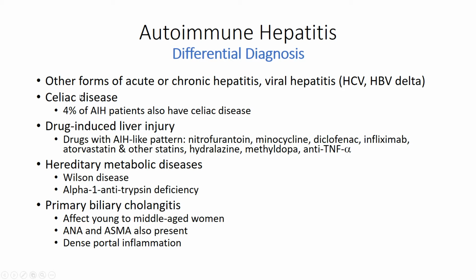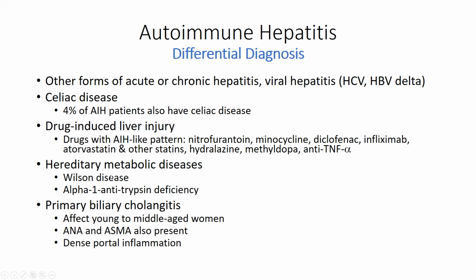Celiac disease, so one should note that 4% of autoimmune hepatitis may also have celiac disease. I mentioned drug-induced liver injury. More and more we're seeing a drug-induced autoimmune hepatitis. So these are the following drugs, not exclusive, but these are the more common drugs that can cause autoimmune hepatitis-like liver disease. Minocycline, very common among young women. Diclofenac, infliximab, statins, hydralazine, methyldopa, and anti-TNF alpha drugs.